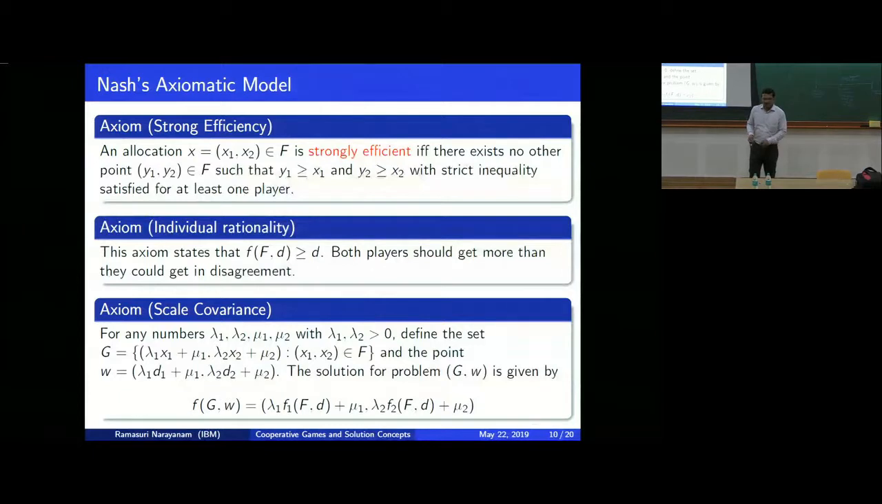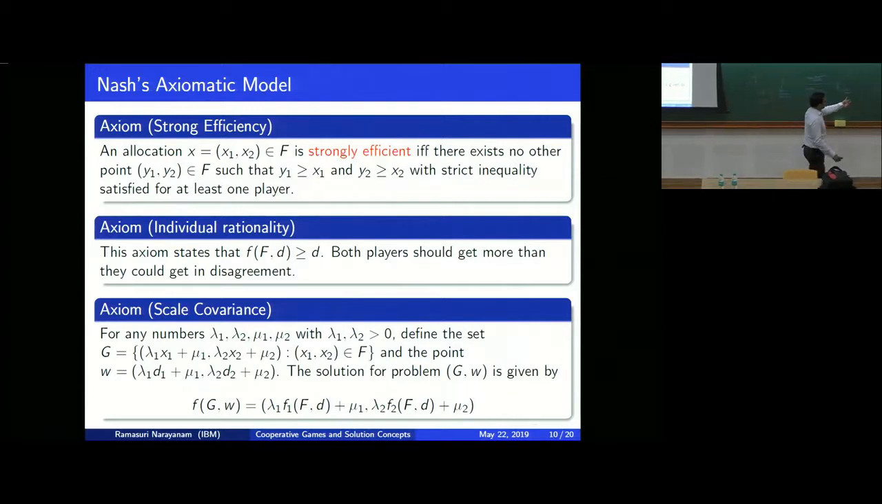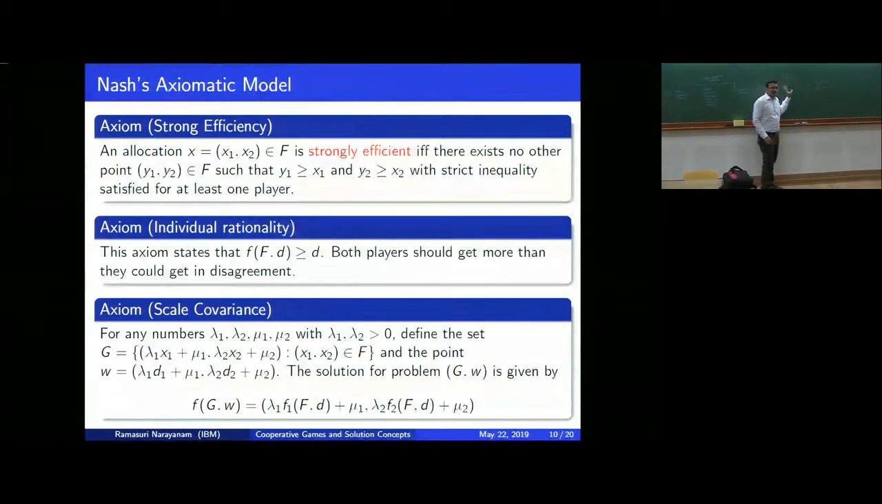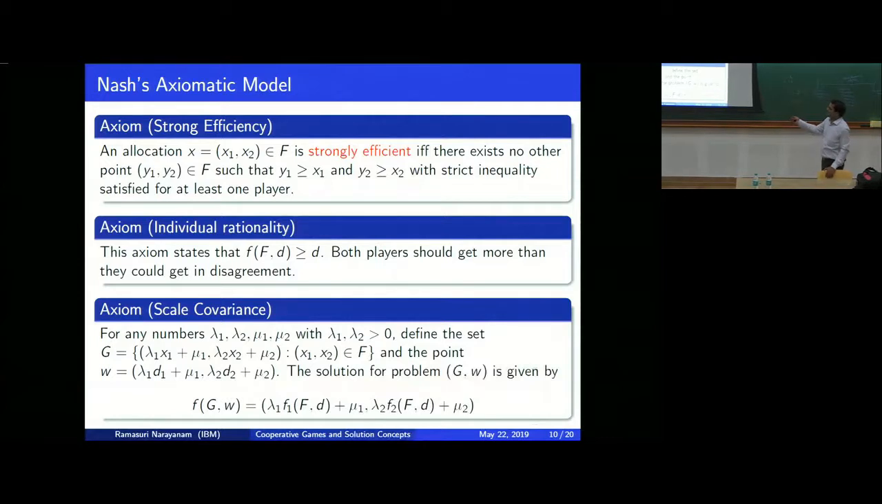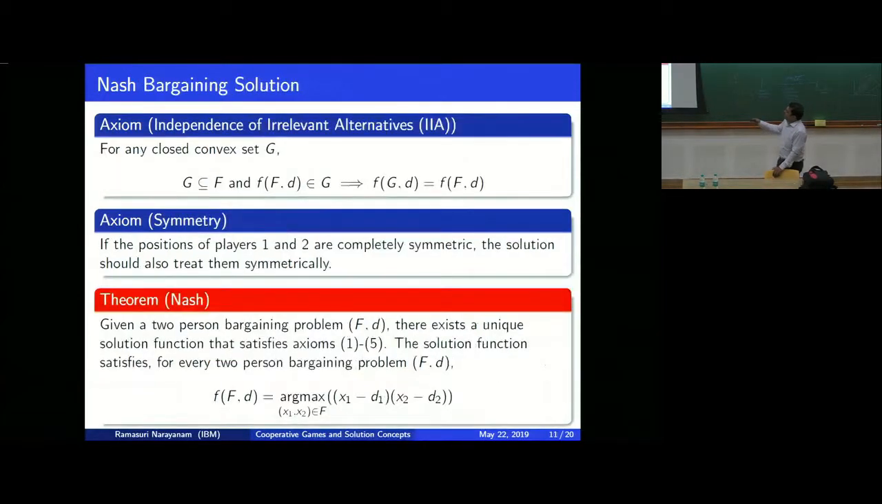There is nothing special about it. You linearly transform this set F to some other space, and the same solution should hold. Linear transformations don't change the structure of the problem. That's what scale invariance is. And the next axiom is independence of irrelevant alternatives. It's a very good one.